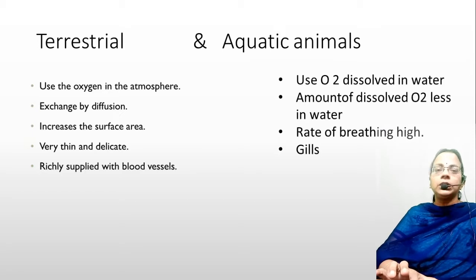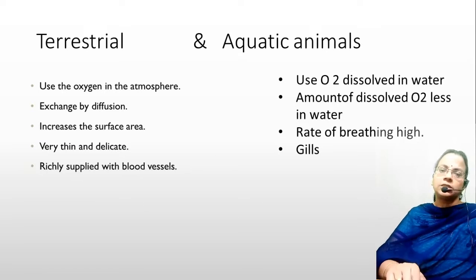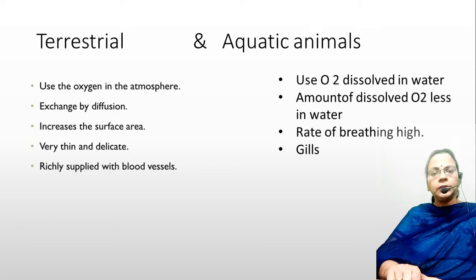Whereas in aquatic animals, the fishes, the tadpole of amphibia and all, the respiratory organ is gills. Gills also satisfy the same conditions, that is extensive surface area. There are small hair-like structures, so extensive surface area, very thin membrane, and it is red in color, which means it is highly vascular. So all these characteristics make the gills a suitable respiratory organ for aquatic animals.